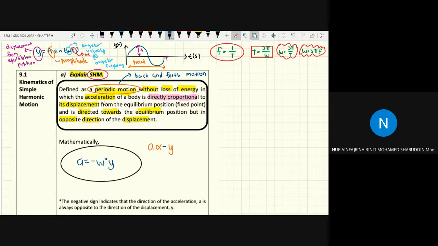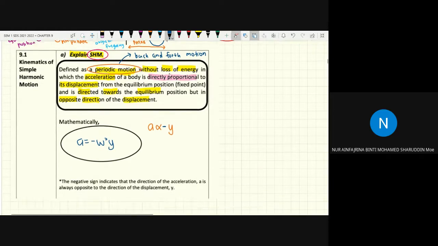And what does it mean? Acceleration is directly proportional to displacement, we already understand that. But it says it is directed towards the equilibrium position, in the opposite direction of displacement. So for example, this is your pendulum and this is the equilibrium position. Here we have negative amplitude, this is the equilibrium position, and here is positive amplitude.